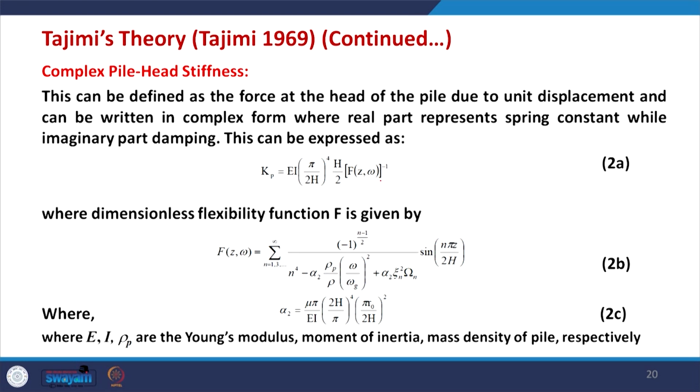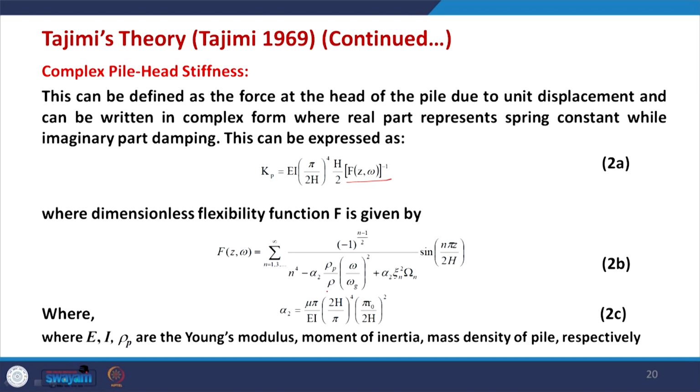Then the only thing in this equation is the function fz omega. This function fz omega is a dimensionless function, called the dimensionless flexibility function f, and it is given by these relations. Then you have the value of alpha 2, given by relation 2c. In alpha 2, EI is the flexural rigidity of the pile, while mu is the shear modulus of the soil. So, alpha 2 will include properties of the pile as well as the soil.